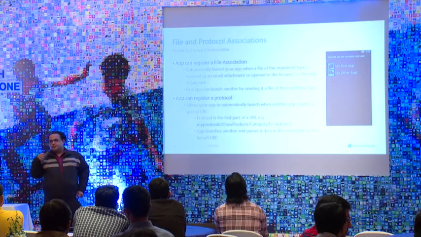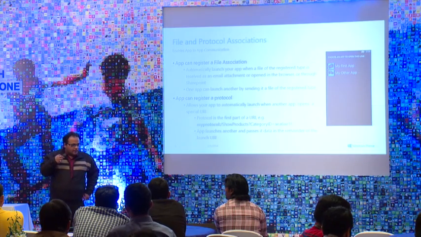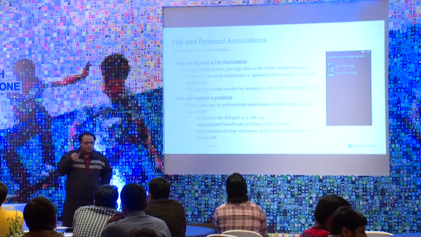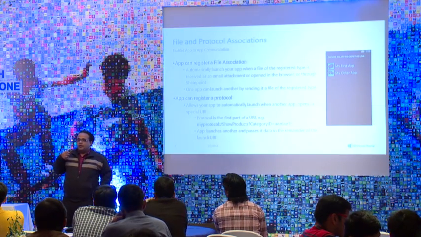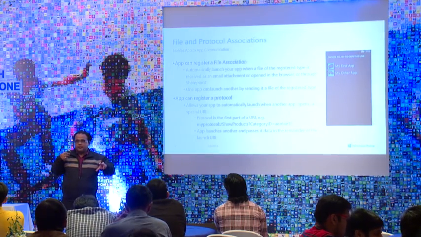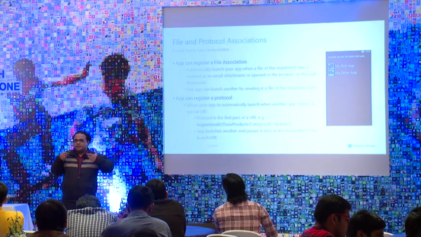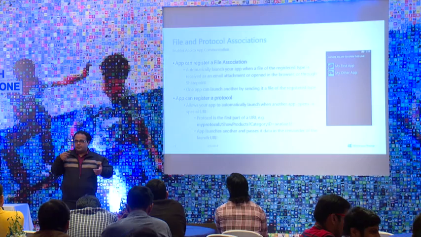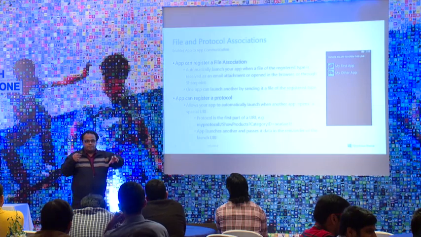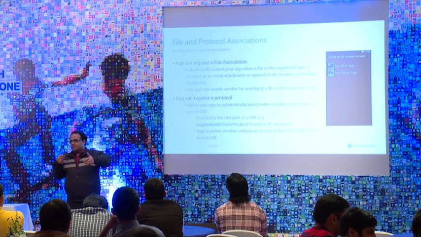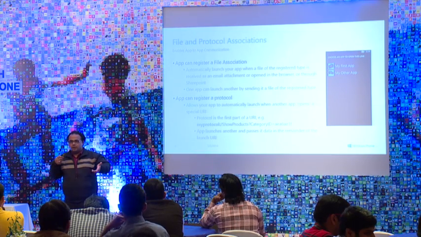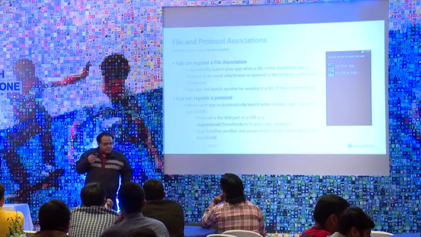File and protocol associations. Another very good feature. Suppose we want that if a particular type of file is opened in a browser, you want your application to be instantiated along with it. That is called file association, where you are associating this file type with your app. A common example is, if you download a PDF file, Adobe automatically opens. So that feature is available.